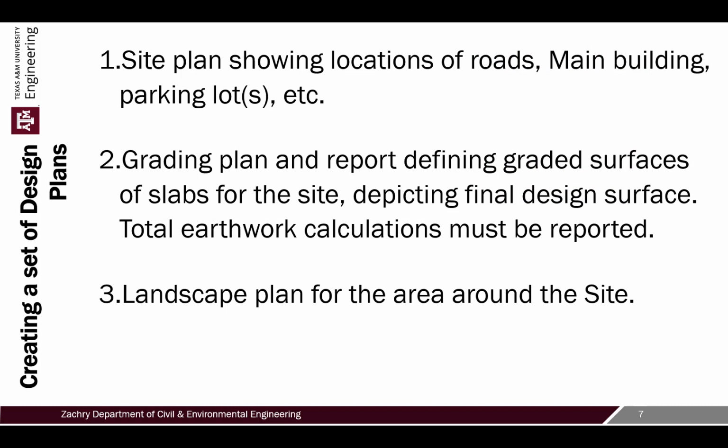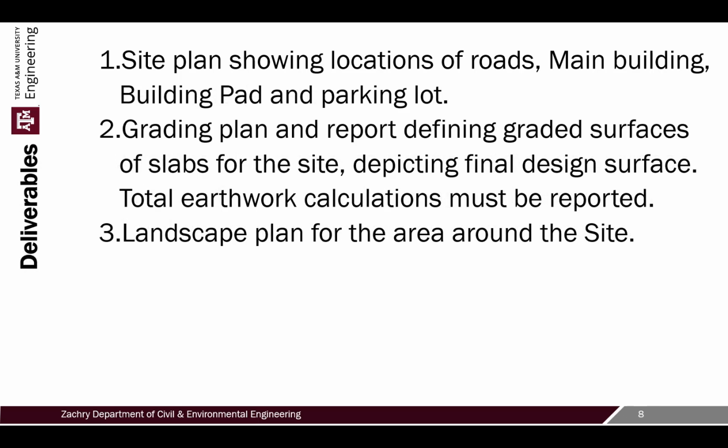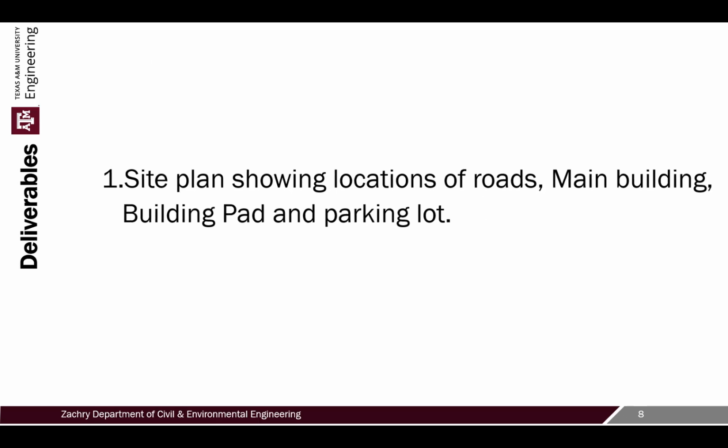So here's the three things we're going to talk about. The site plan, showing locations of roads, main buildings, etc. Grading plan and report defining grading surfaces, things like that. And then the landscape plan. And we'll talk about how you develop a couple of these. So let's cover the site plan first.